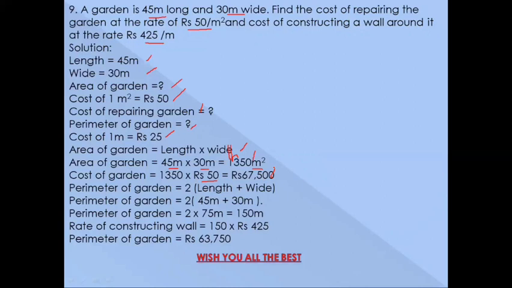Cost of repairing the garden at the rate of 50. Now we will find the perimeter first of all. Perimeter is length plus breadth multiplied by 2. Its values here are 45 and 30, and after addition 75, multiplied by 2 is 150. Then you will use the value of 150 multiplied by the value of 1 meter, 425, and we got the answer 63,750.